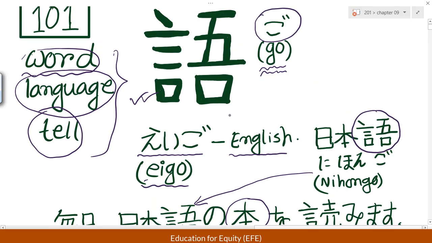So here "go" means either "eigo" or "nihongo", a different language. In the word "eigo", the first part means excellent, or England, this is called "ei". "Nihon" is Japan. So "nihongo". So "go" means language.